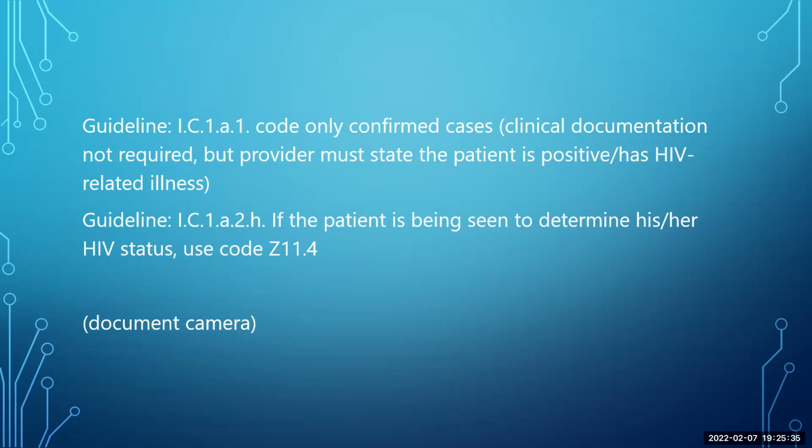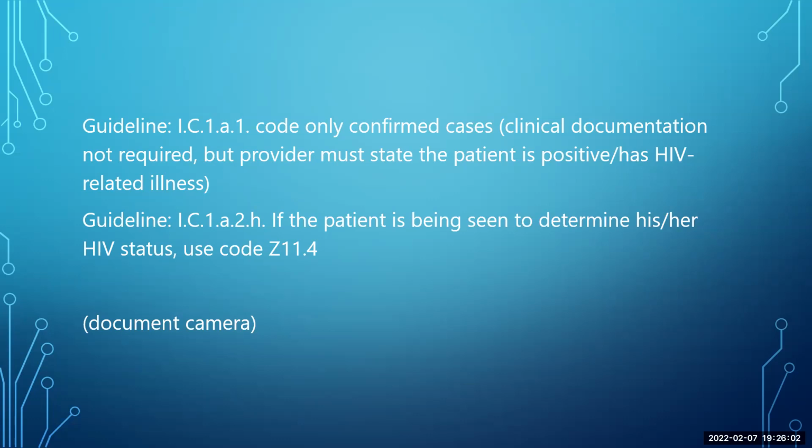So code B20 is the code for HIV, and that is the code you're going to append to all cases of confirmed HIV. However, this guideline is telling us we would never use that code unless it is confirmed that the patient actually has HIV. It doesn't mean that the doctor believes they probably have HIV, we're trying to rule out HIV, or even that we are screening for HIV.